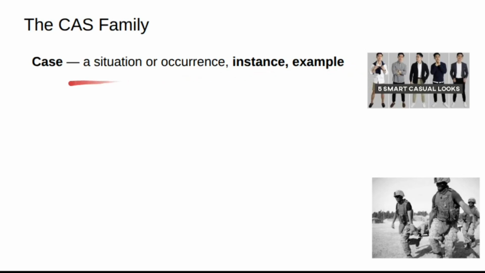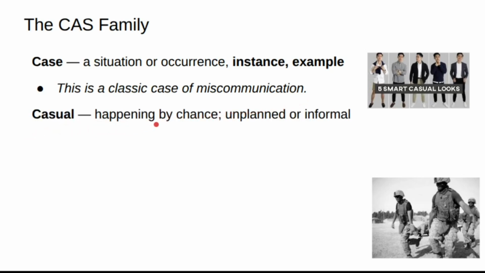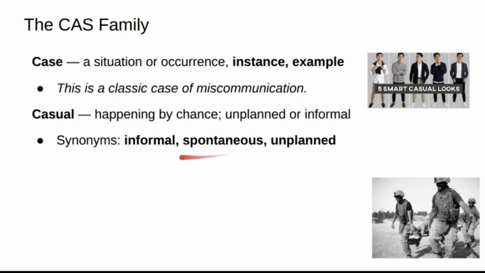Take case, for example. It refers to a situation or occurrence, something that befalls someone. You can think of it as a situation, instance, or example. Example: this is a classic case of miscommunication. Then there's casual, which describes something happening by chance, unplanned, or informal. It conveys a sense of spontaneity and ease. Example: we had a casual meeting over coffee.